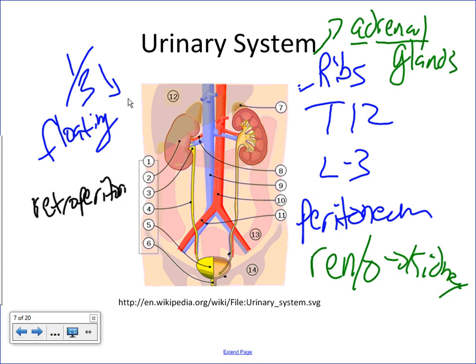Now, the kidneys are held in place by some supportive connective tissue. Directly surrounding the kidney is a piece of tissue that's called the renal capsule. Think of that as just like a piece of saran wrap, or cellophane wrap, just conforming to the shape of the kidney.